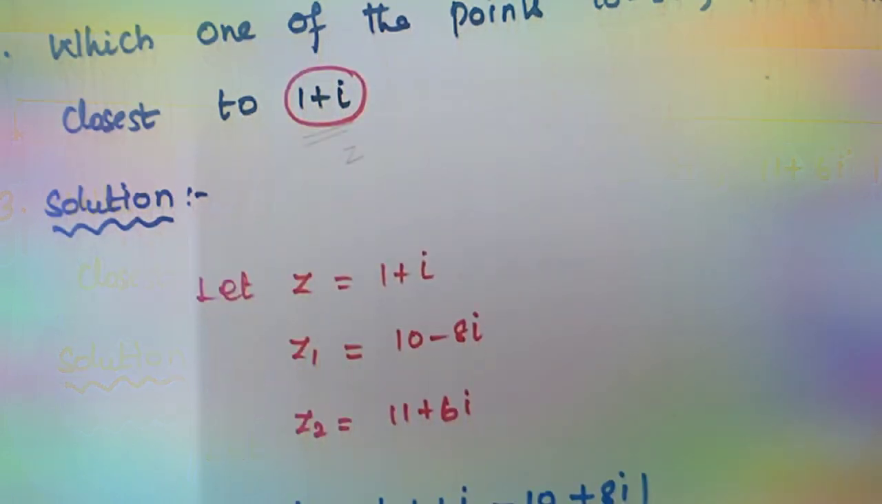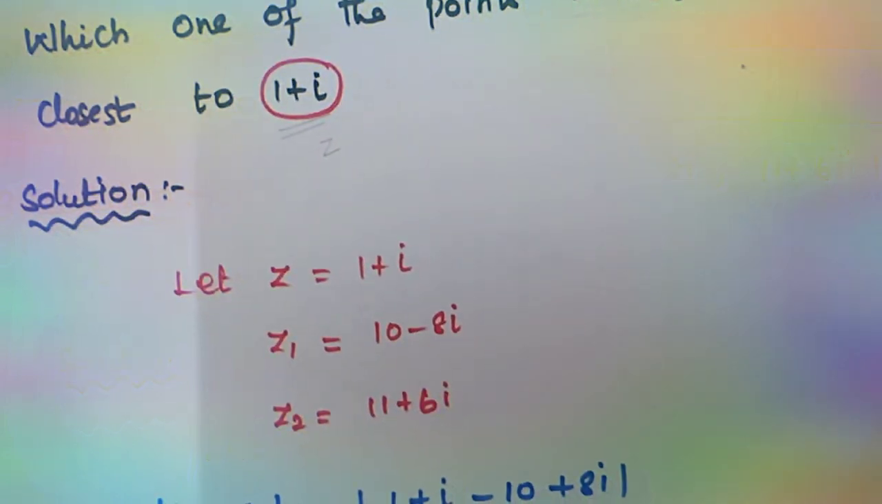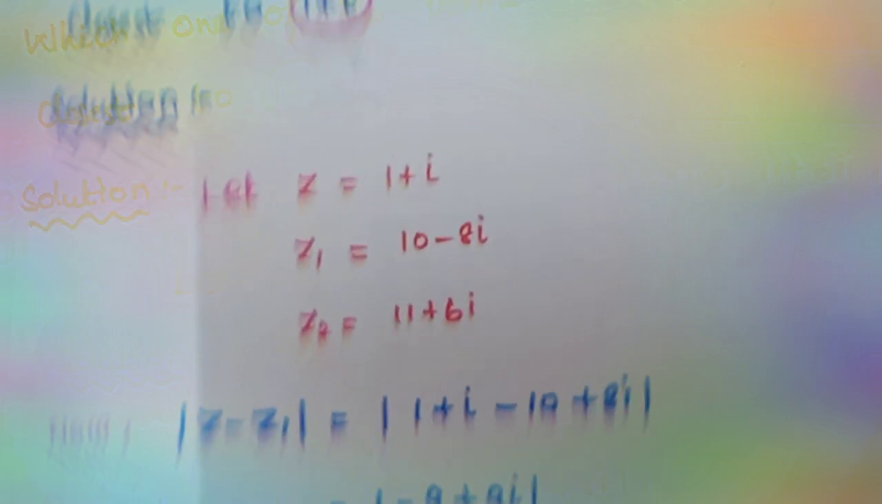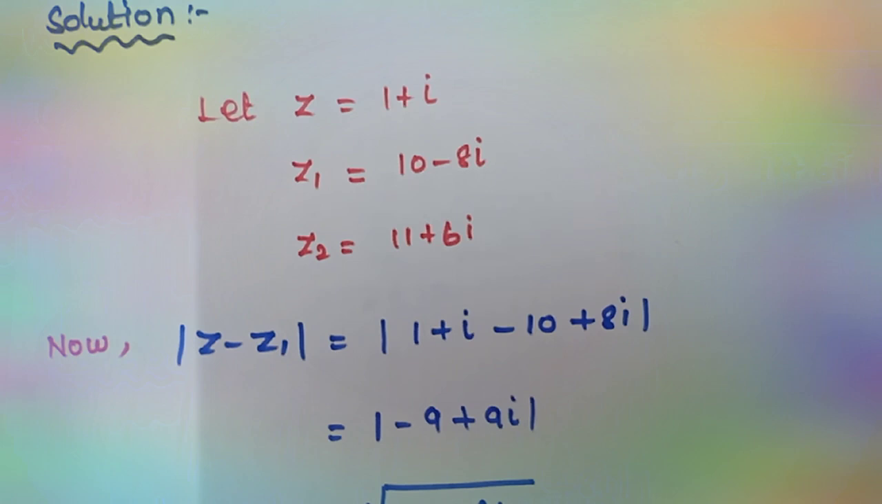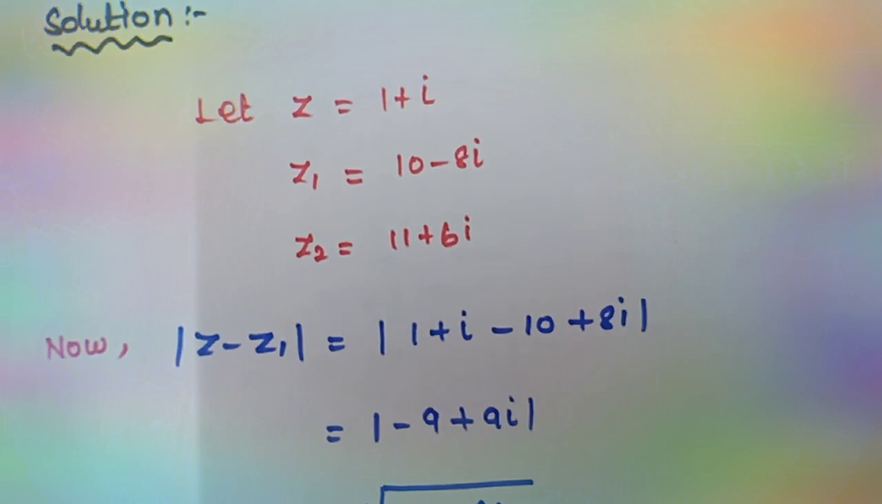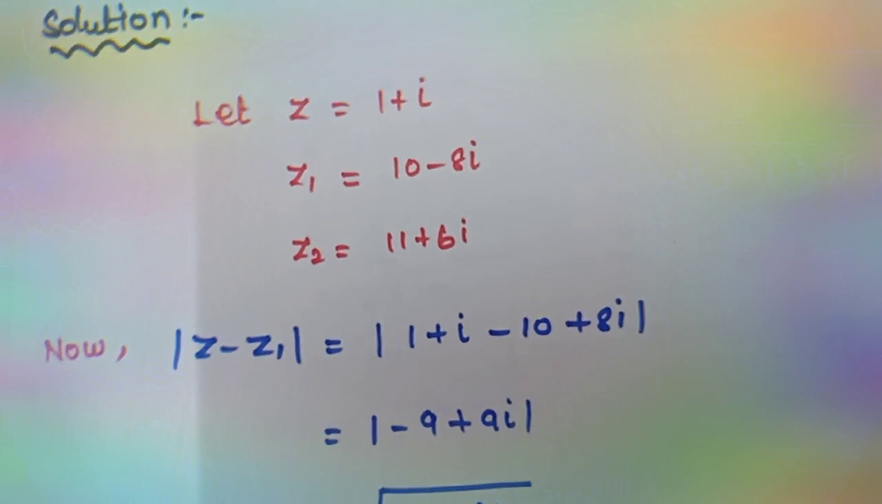Let z equal 1 plus i, z1 equal 10 minus 8i, z2 equal 11 plus 6i. Now we have to find modulus of z minus z1 and z minus z2. Which one is the lowest value? That point is closest to 1 plus i.